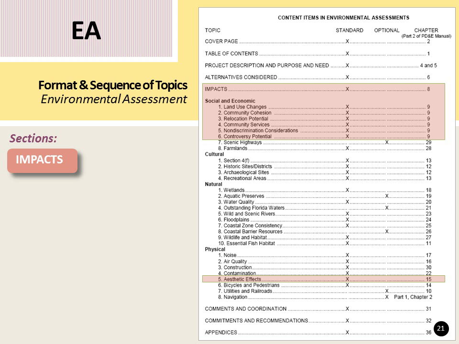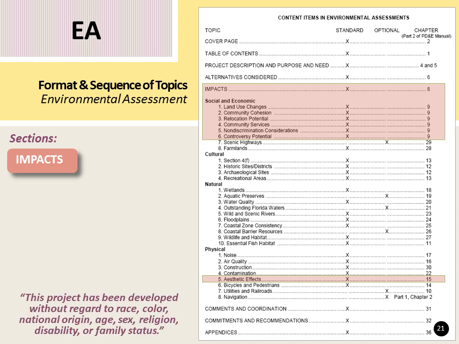As appropriate, discuss communities and community resources with potential for significant impacts, foreseeable project-related impacts, and recommended actions to avoid, mitigate, or minimize impacts. Also include the statement, "This project has been developed without regard to race, color, national origin, age, sex, religion, disability, or family status" in the Impacts section.